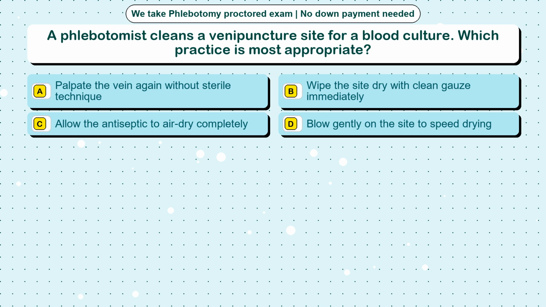Palpate the vein again without sterile technique. Option B. Wipe the site dry with clean gauze immediately. Option C. Allow the antiseptic to air dry completely. Option D. Blow gently on the site to speed drying.